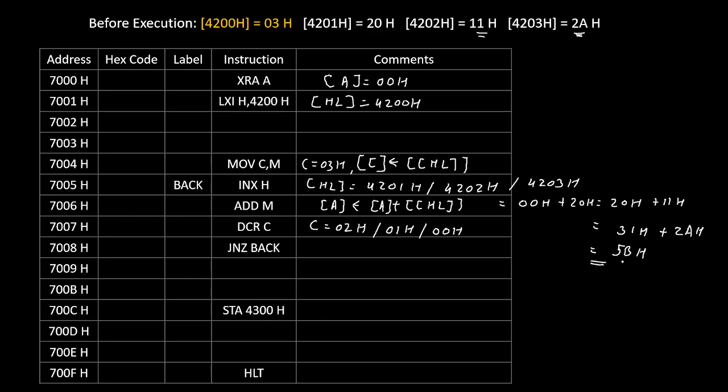Our answer was 5B. Because of STA, the content of the A register gets stored on 4300, so 4300H becomes 5B. And this was our program. Finally, we terminate our program by writing the HLT instruction. Thank you.